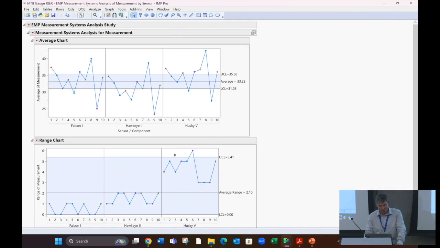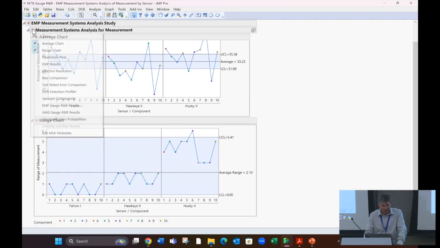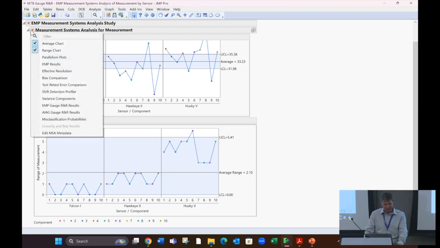So here are the ranges that we were looking at, and they put little control charts on here too to see if you've gone out of control. But the plot of interest, I think, is going to be this one.